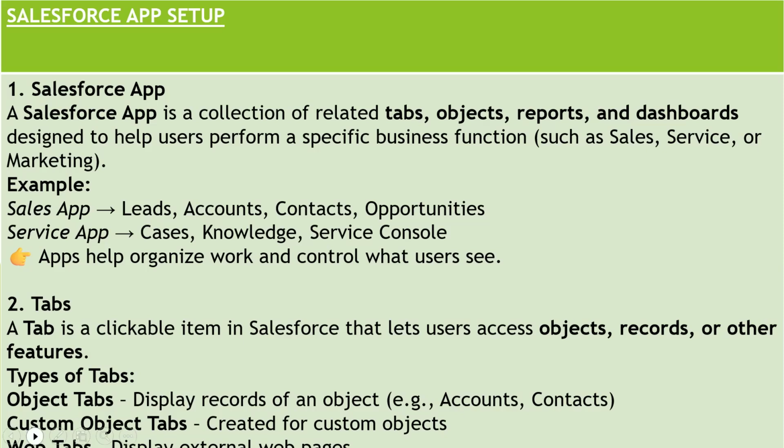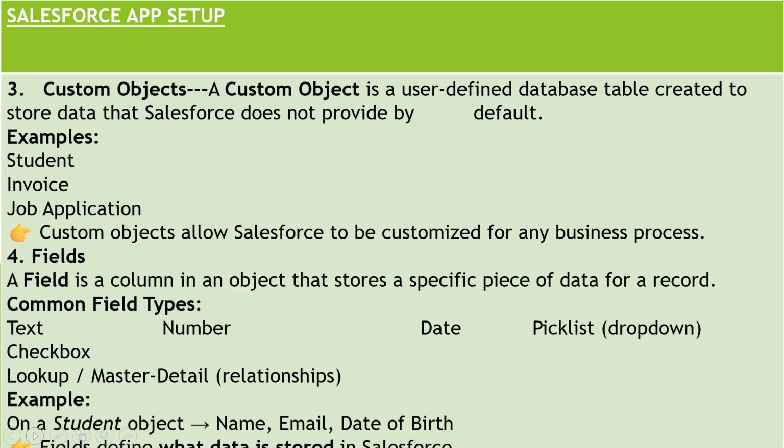The next thing is custom object. What is a custom object? A custom object is a user-defined database table created to store data that Salesforce does not provide by default. A real world example of a custom object is your Excel sheet. For example, I am a member of the IT department of a college, and I am storing all the college related information, like student or teacher information or different courses. All these tables can be created in Salesforce in the form of custom objects.